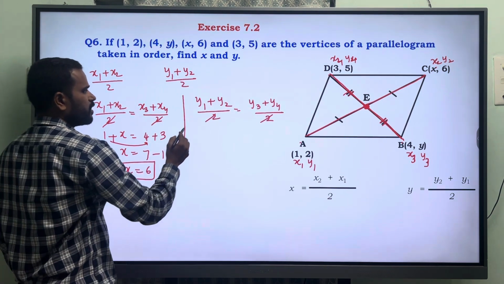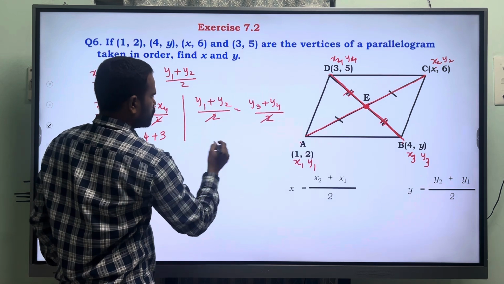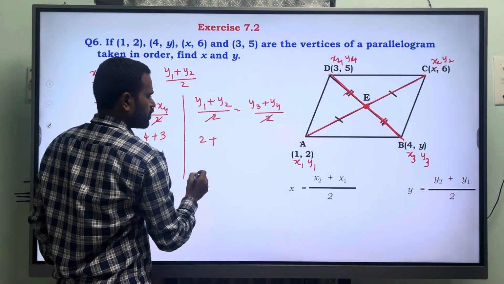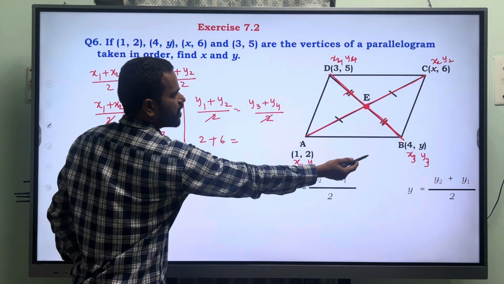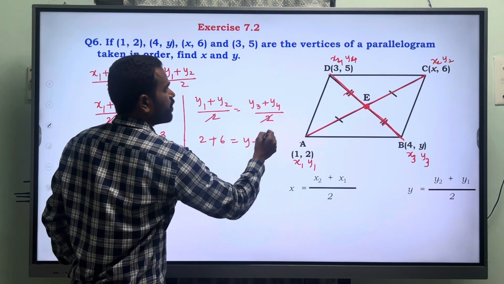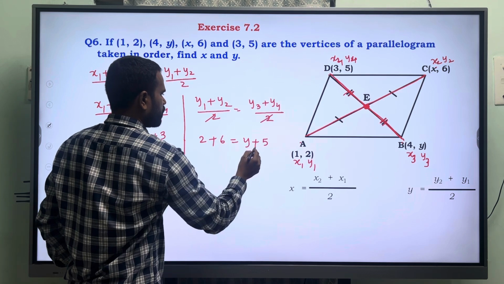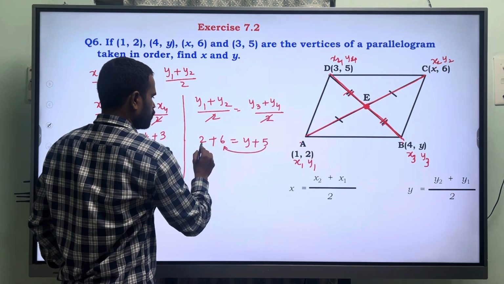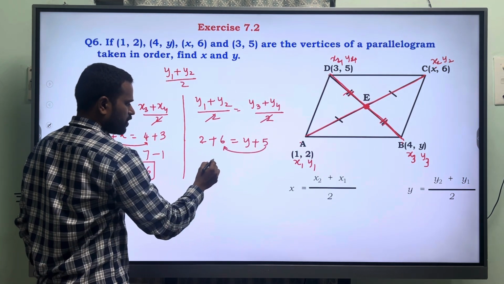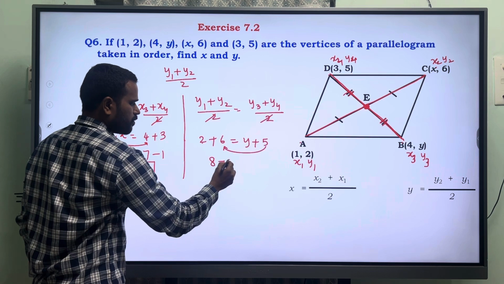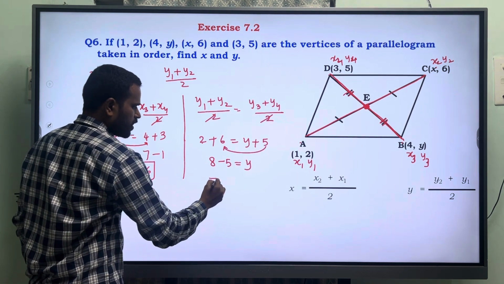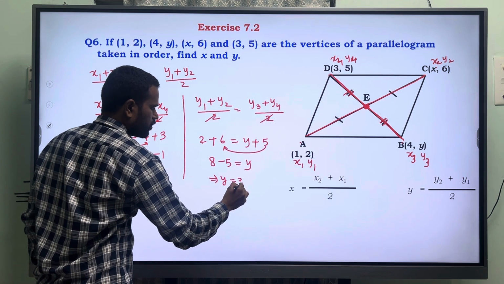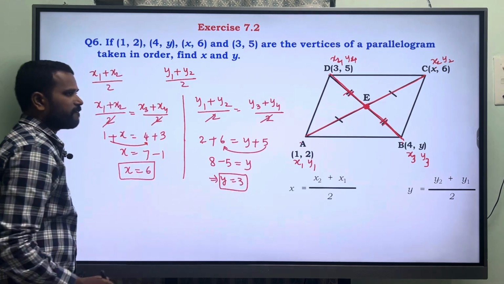Easily we can find this way. y1 is how much? 2 plus y2 is 6 is equal to y3 how much? y plus y4 is how much? 5. So this goes to the other side. 2 plus 6 is 8. This will come to the other side, becomes 8 minus 5, how much? y equal to 3. This is how we can find.